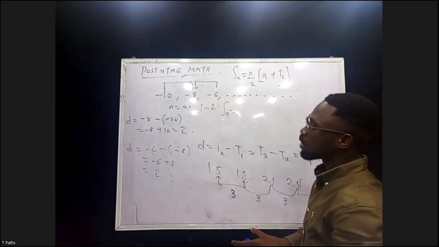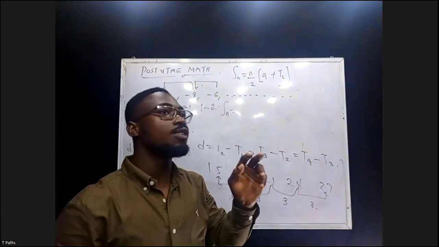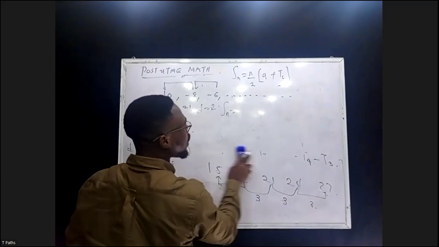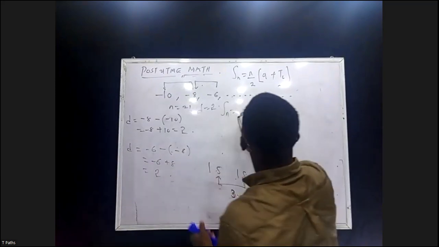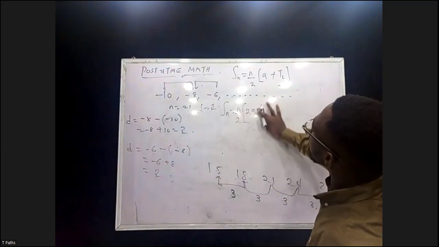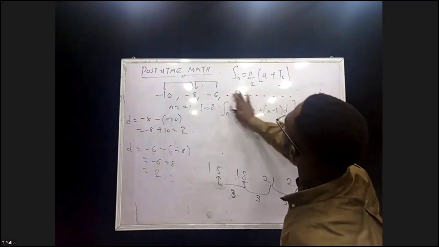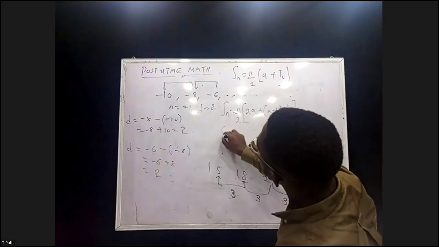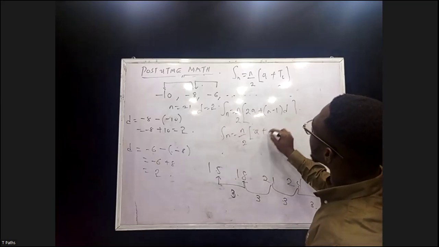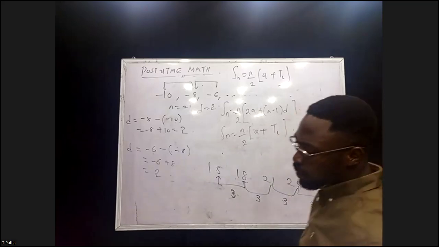Now let me ask you a question. I've given you 2 formulas for solving the sum of an AP. The first one is n over 2 into brackets 2a plus n minus 1 d. The second one that I also gave you is Sn equals n over 2 into brackets a plus the last term. Who can tell me which one I will use to get my answer in this problem?